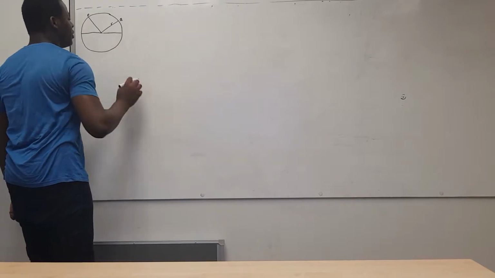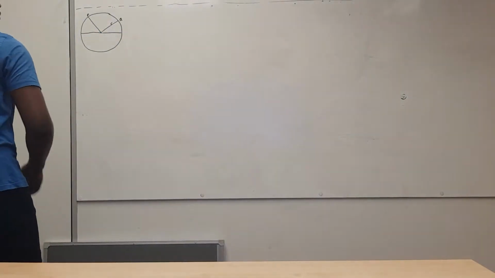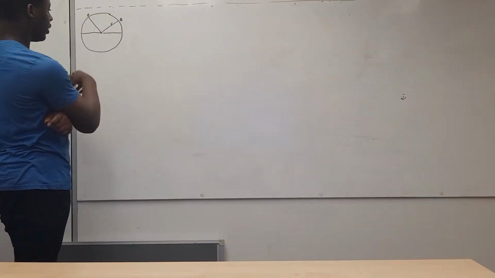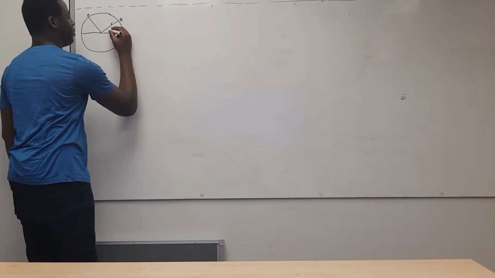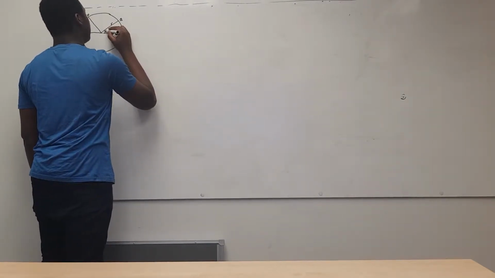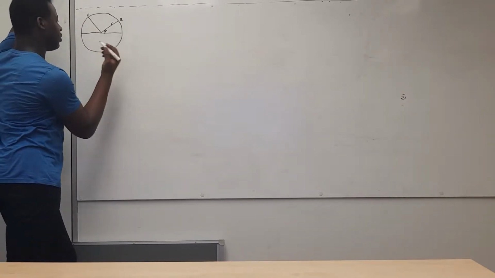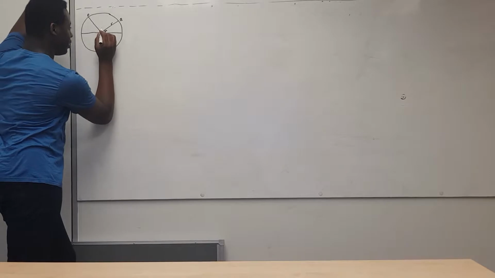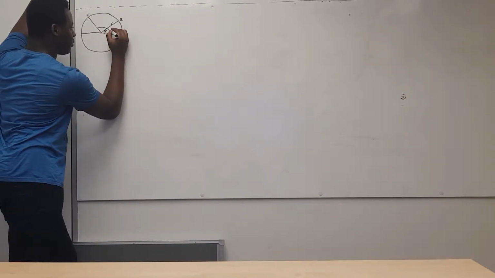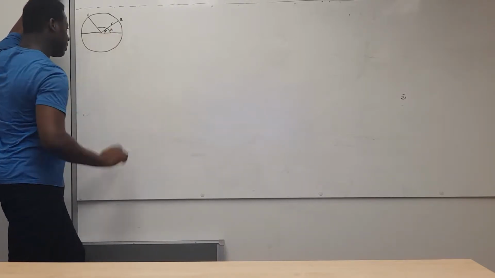Let's say the angle between the x-axis and Q, and the radius R from the center to Q, is beta, or B. Let's call it B. And the angle from the line P to the x-axis is A. Therefore, we know this small piece is A minus B.